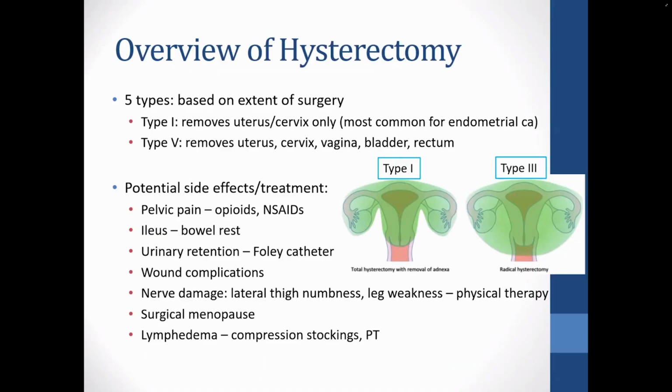So I wanted to provide an overview of hysterectomies. There are 5 types of hysterectomies based on the extent of the surgery. Type 1 hysterectomy is the least aggressive surgery. It typically removes only the cervix and uterus. It is often combined with a bilateral salpingo-oophorectomy, where the ovaries and fallopian tubes are removed as well. This is the most common type of surgery performed for endometrial cancer.